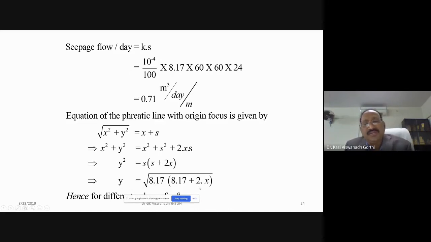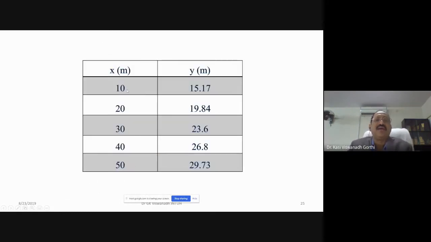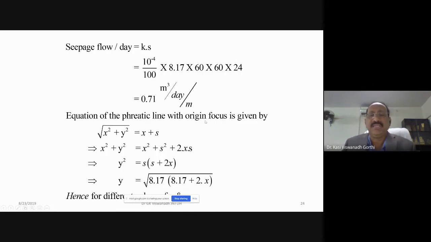Substituting the value for s, you will get an equation in terms of y and x. So for different values of x, you will be able to find the value of y, so that the point x, y provides you the ordinate for the seepage line or the phreatic line. For different values of x, substituting 10, 20, 30, 40, 50, which is given in the problem, you will get the values of y from this equation. The equation is y equal to square root of 8.17 into 8.17 plus 2x. For x equal to 10, 20, 30, and so on, you get the value of y.